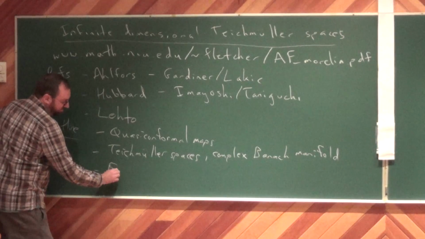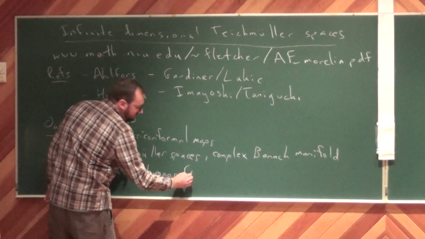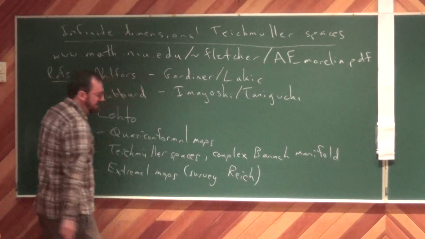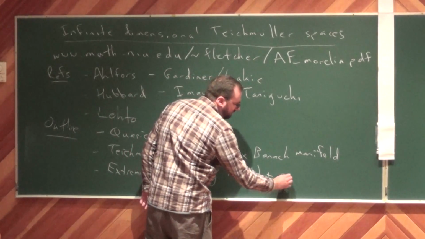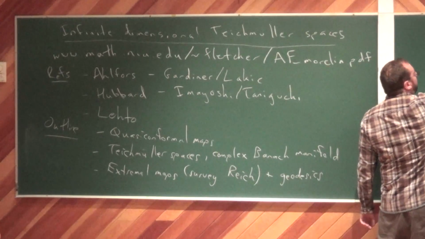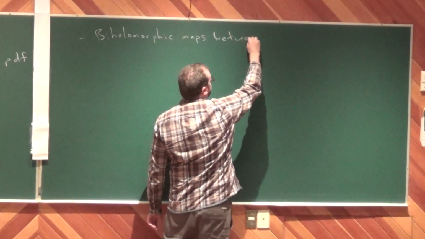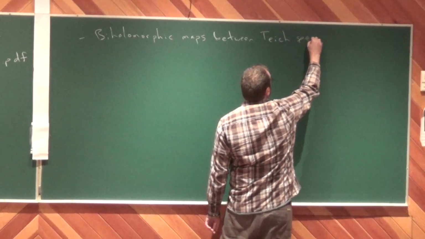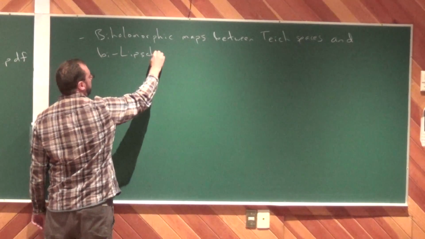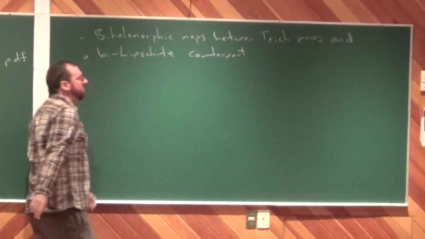Then we'll go on to talk about extremal maps. These will be extremal quasi-conformal maps, and for which, if you want a good reference, you should look up the survey paper of Edgar Reich, and how extremal maps link to geodesics in Teichmüller space. Then we'll talk about biholomorphic maps between Teichmüller spaces, and a bi-Lipschitz counterpart. We'll talk more about that in the 3rd or 4th talk.